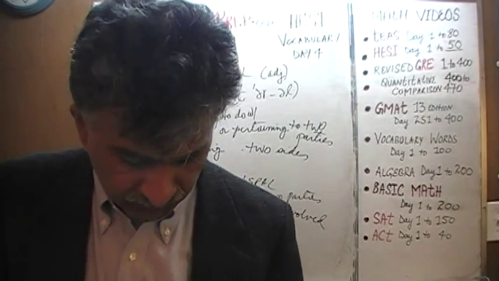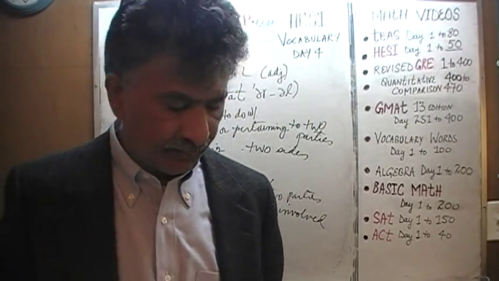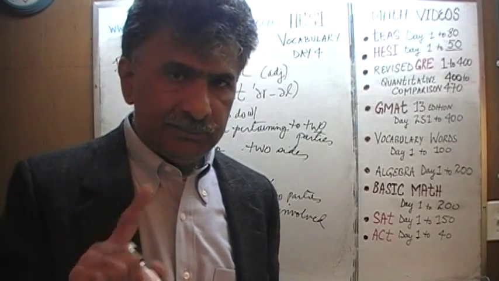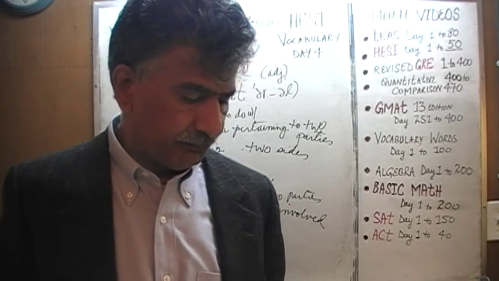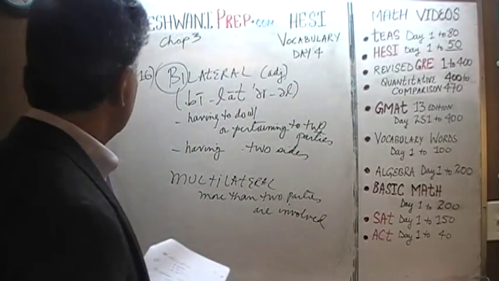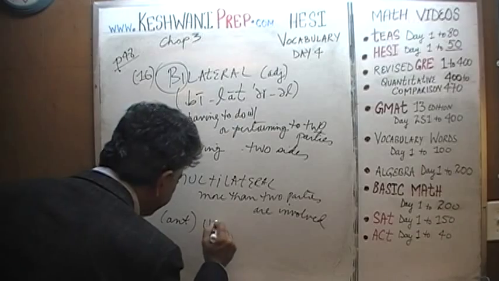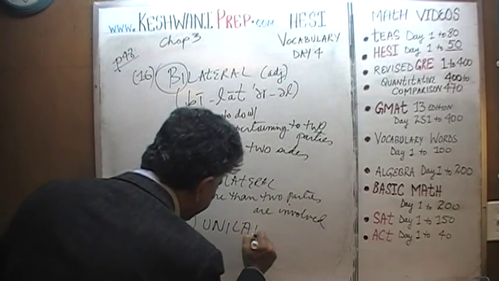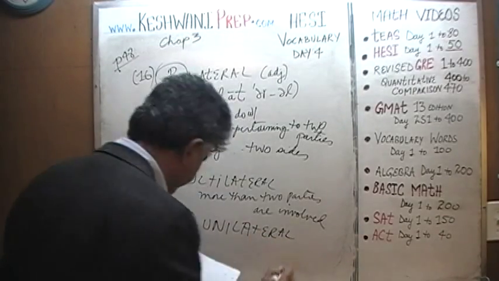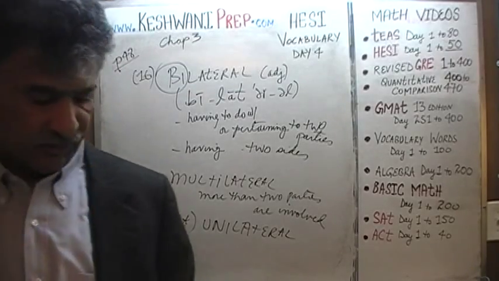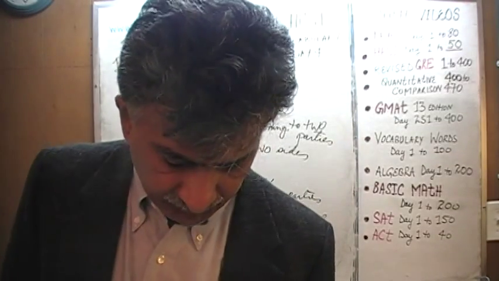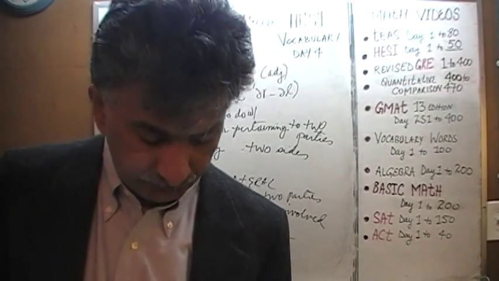What's the antonym of bilateral? Not multilateral, but bilateral as in just involving one party. The antonym would be unilateral. Unilateral means done just by one party that is involved in something.